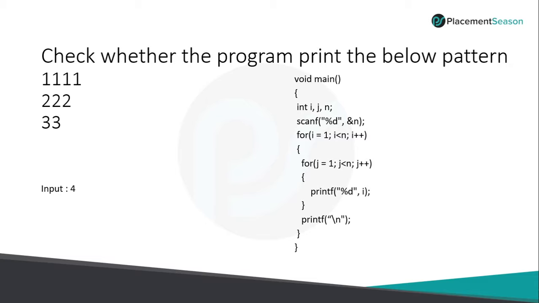So if you want to change this logic to print the given pattern, you have to make some changes in the loops. There are many ways you can change the loop, but in a simple way, if you change this j value to i minus 1, you'll get this output.